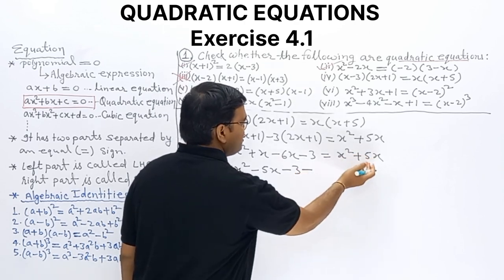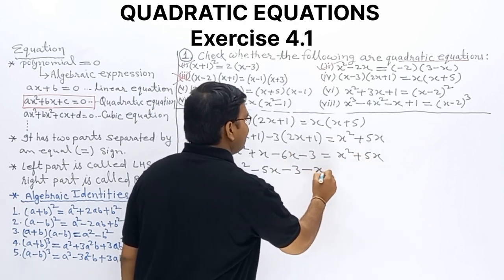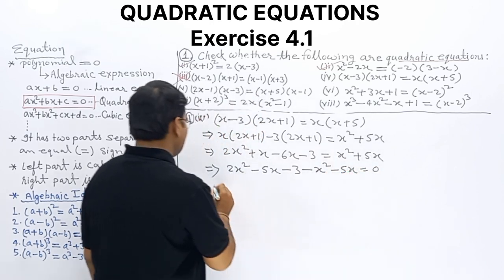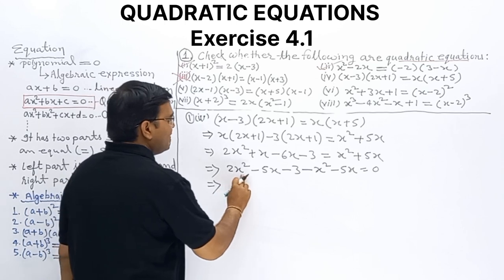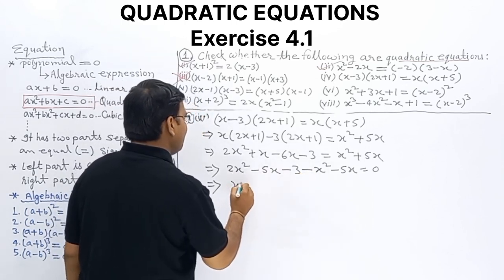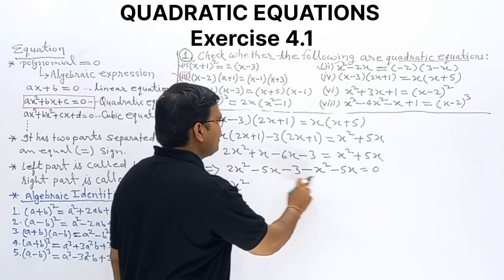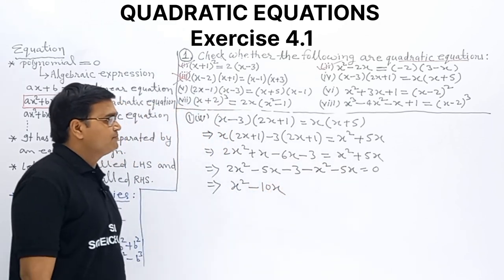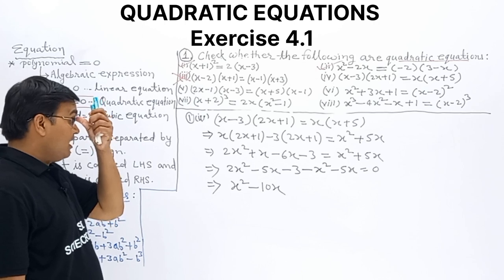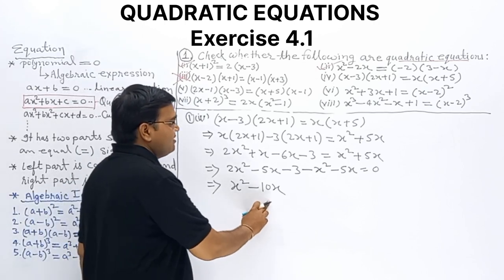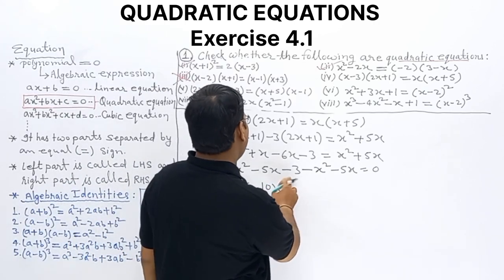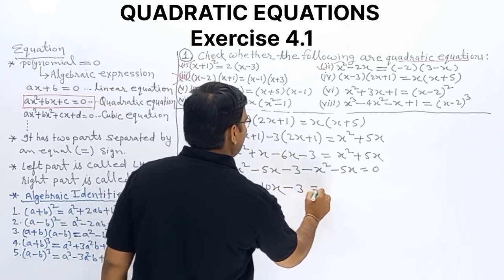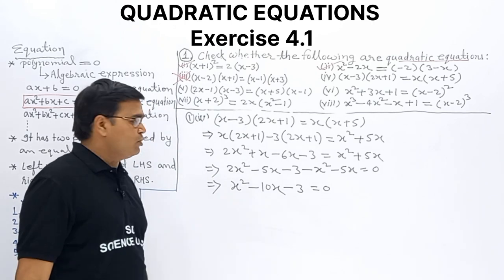So transpose these terms to the left hand. Minus x square minus 5x equal to 0. Solve. Now 2x square minus x square will be x square, minus 5x minus 5x, minus 10x. Getting? Minus 5x and minus 5x will be minus 10x. Minus 3. Only minus 3 is remaining. Clear? Minus 3 equal to 0. In the right hand side we are having 0.